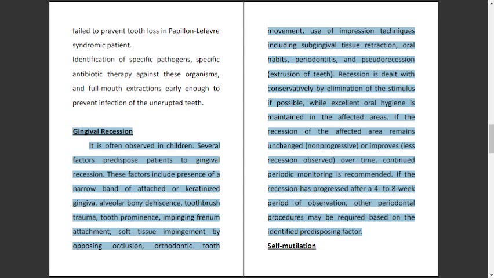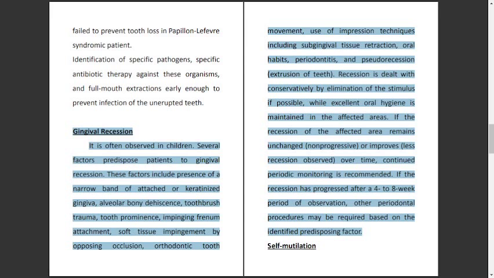Recession is dealt with conservatively by elimination of the stimulus, if possible, while excellent oral hygiene is maintained in the affected areas. If the recession of the affected area remains unchanged, non-progressive, or improves, with less recession observed over time, continued periodic monitoring is recommended.